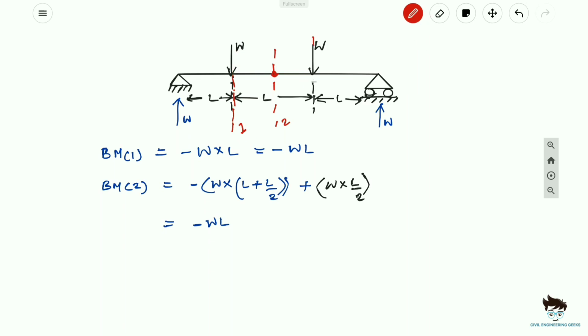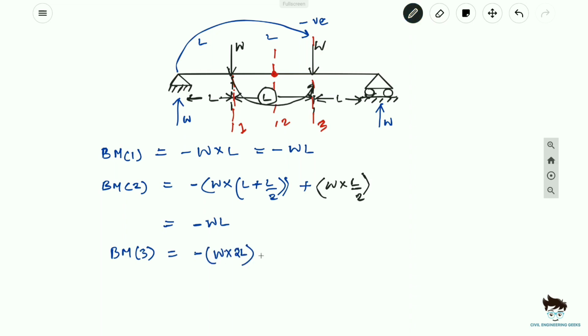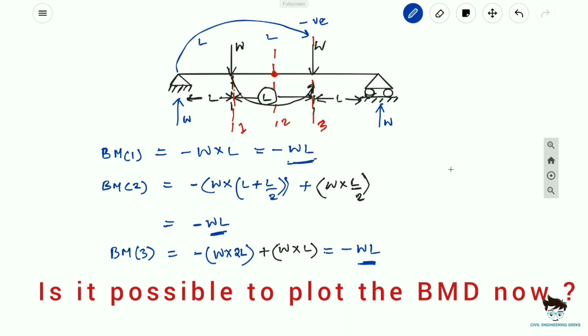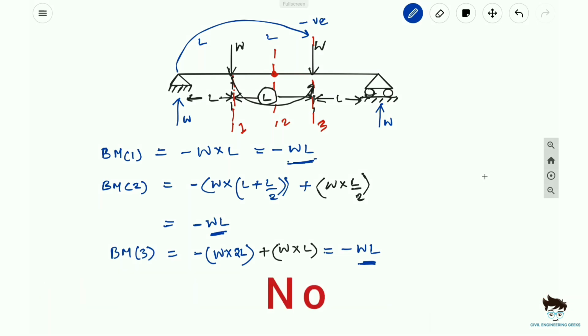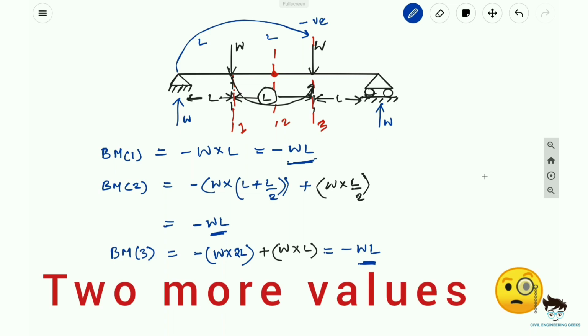So coming back to section 3, we have minus W times 2L, 2L is the distance, plus W times L, which is equal to minus WL. Therefore, in all the 3 sections, we have the same bending moment value of minus WL. So that is it. Can we plot the bending moment diagram now? No. We need 2 more values to actually plot the bending moment diagram.